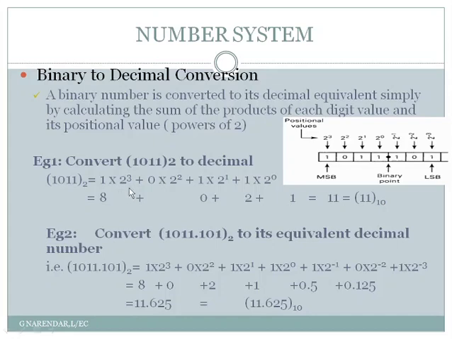So we got a number of 4 digits. So we got 4 products, and the first one is 1 into 2 power 3, it is 8. The second product is 0 into 2 power 2, it is 0 only. Third product, 1 into 2 power 1, it is 2 only, and 1 into 2 power 0, 2 power 0 is 1, so 1 into 1 is 1.